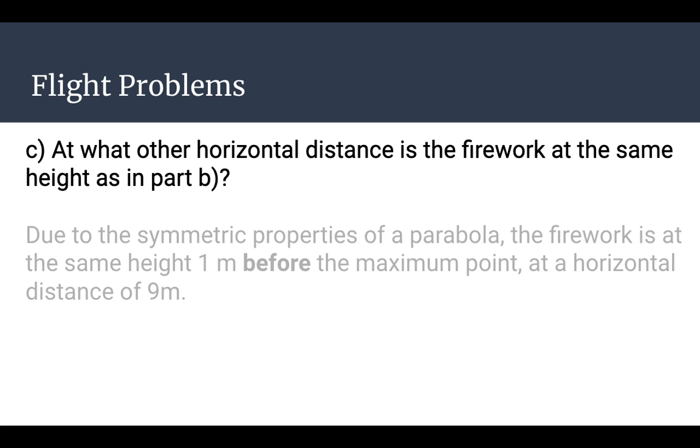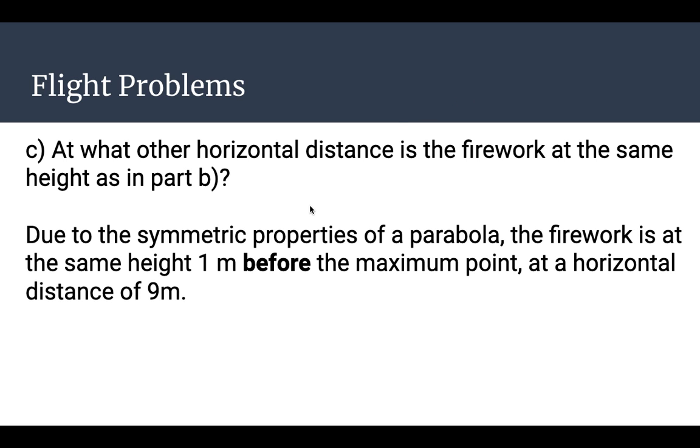Now the third question was, at what other horizontal distance is the firework at the same height as in part B? Well, remember, because parabolas are symmetric, the firework is going to be the same height 1 meter before the maximum point, because in part B, we looked at the height at 1 meter after the maximum point. So, because parabolas are symmetrical, the horizontal distance of 9 meters will also have the same height as in part B.